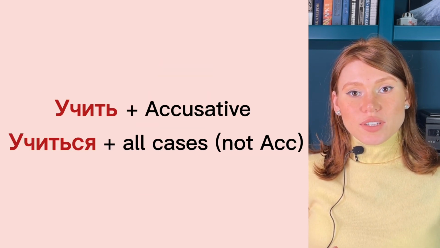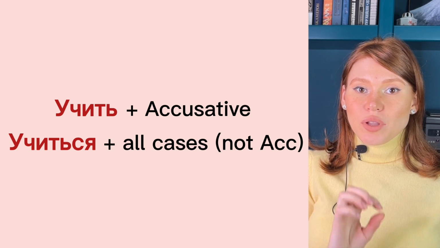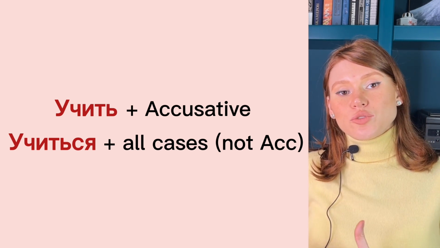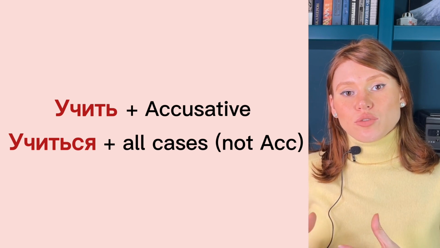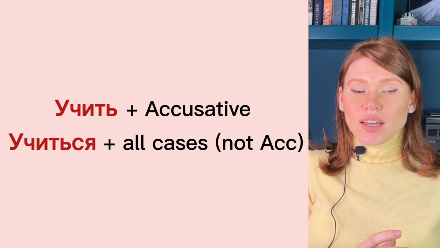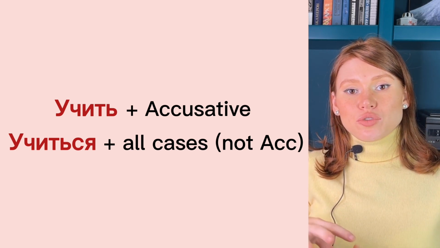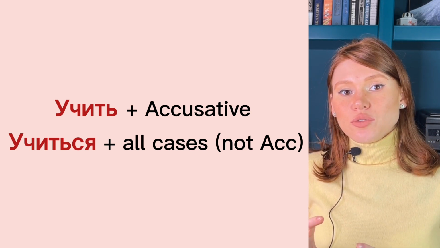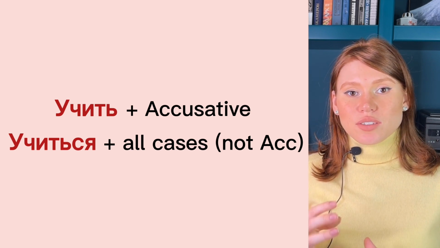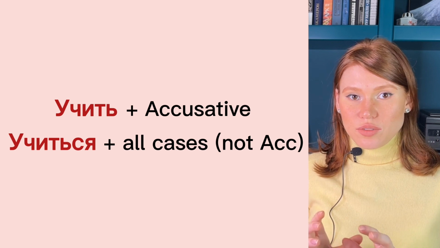So now you understand. Учить plus accusative. So you need to use an object: what to learn. It can be anything. And after учиться, it's impossible to use an object. You can use places, you can use other situations, but don't use the accusative case.